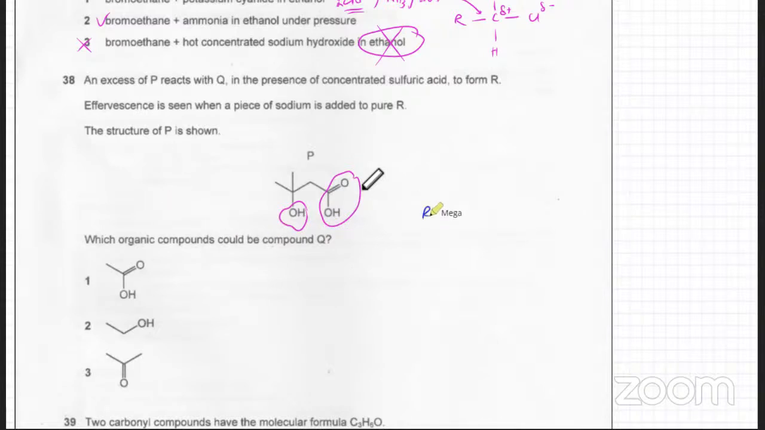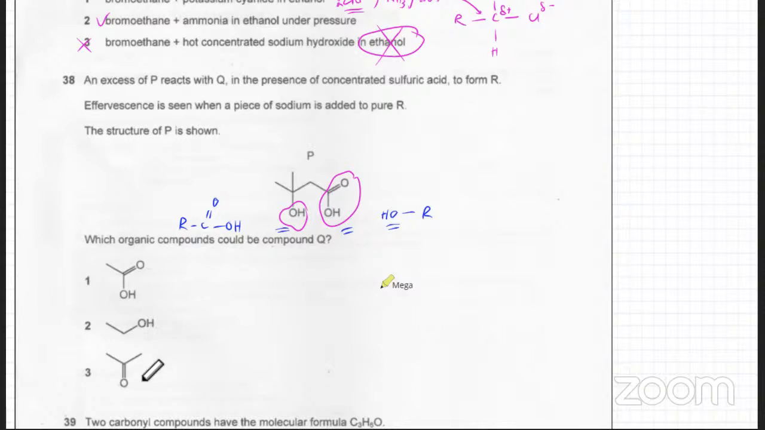Q could be an alcohol, so the alcohol part would react with the carboxylic acid part to form an ester. Or Q could also be a carboxylic acid, and the carboxylic acid part could react with the alcohol part. Since the molecule P contains both things, it could react with an alcohol, and at the same time it could also react with a carboxylic acid to form R. So that means carboxylic acid, alcohol.